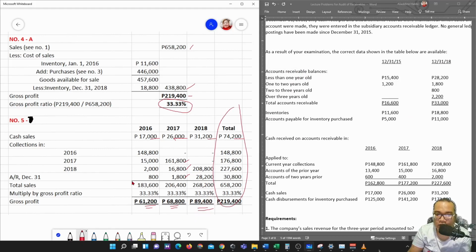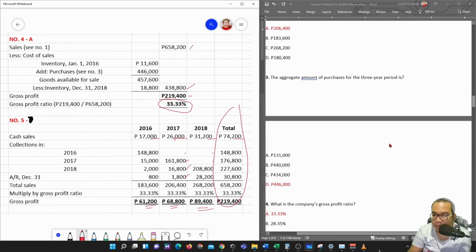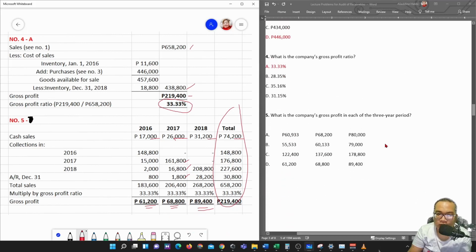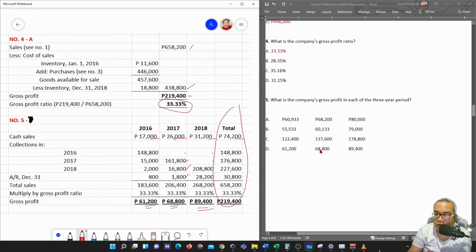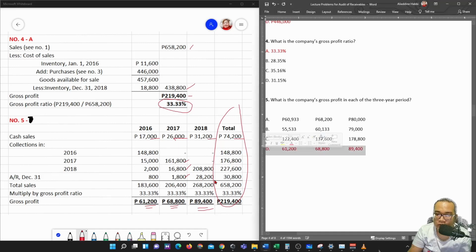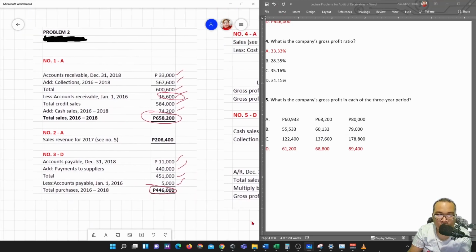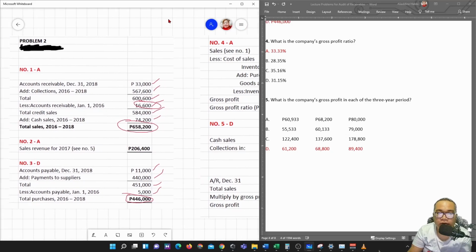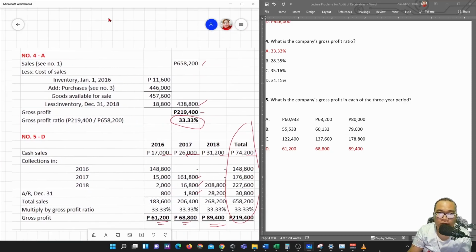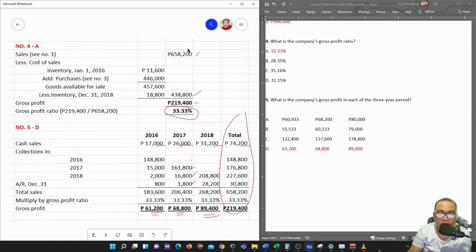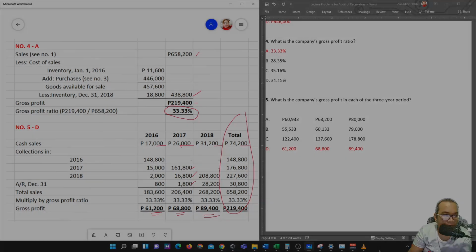And ito yung sa total niya. Anong answer dyan? 68,800 na. Letter D. Yan. Ganun kasimple. Intindihin nyo talaga yung given. Kasi pag naintindihan nyo yung given, okay, sunod-sunod na yan ang pagsosolve nyo. Sunod-sunod na yan.